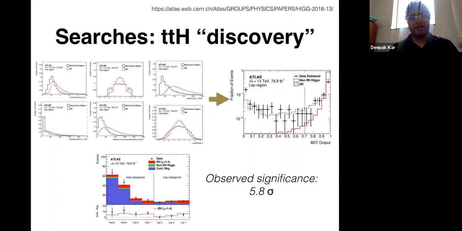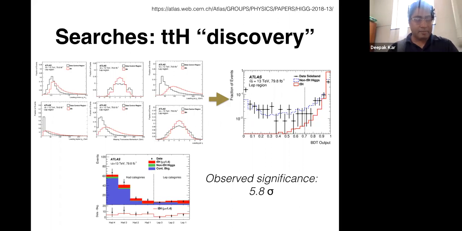So after the discovery, for many years, Atlas and CMS have tried to measure this process, observe this process, have a significant number of events with TTH. And this was difficult because it's a very complex final state with lots of jets, lots of leptons. But I think a few years back, in 2018, Atlas finally managed to get a 5.8 sigma significance. So they observed this process.